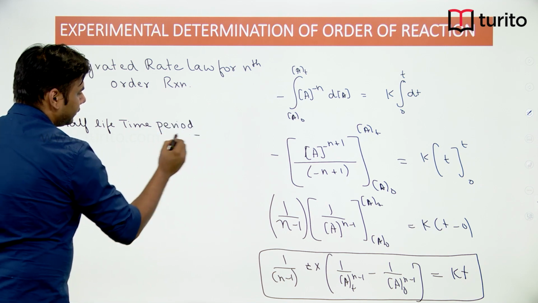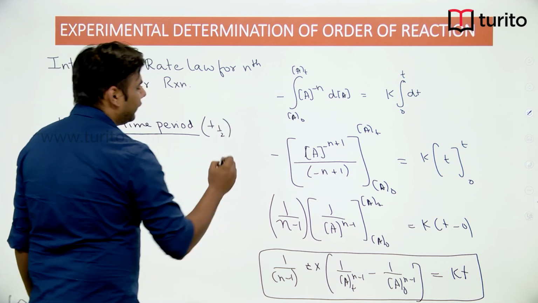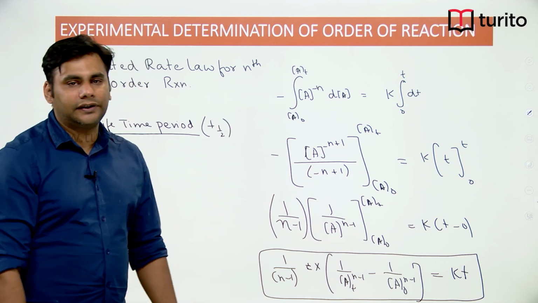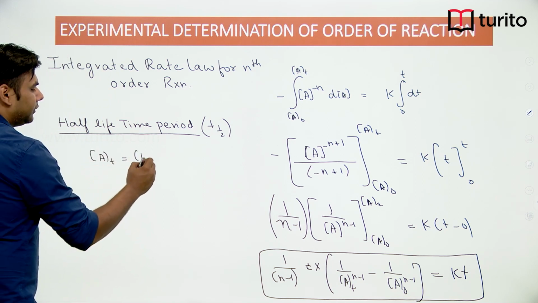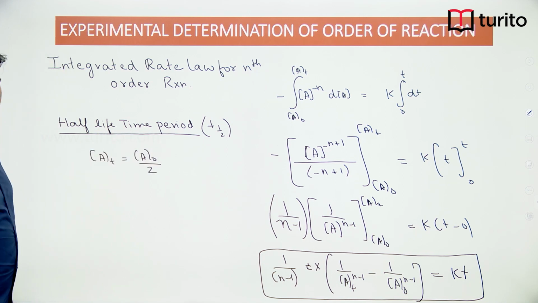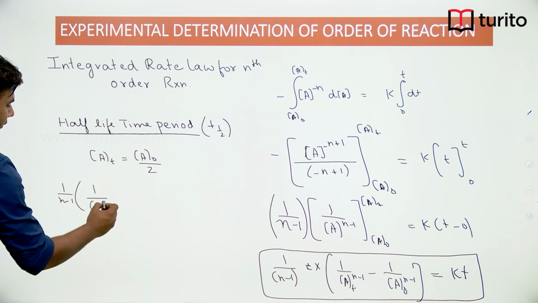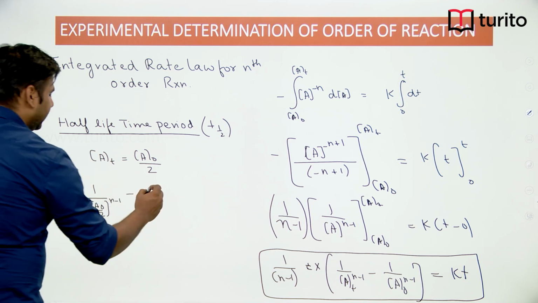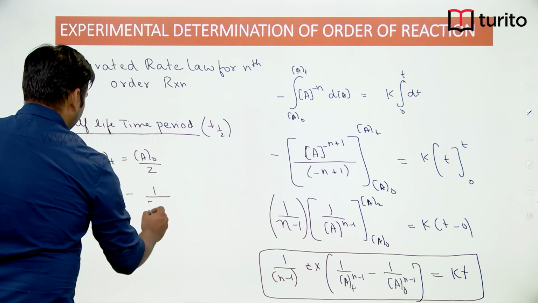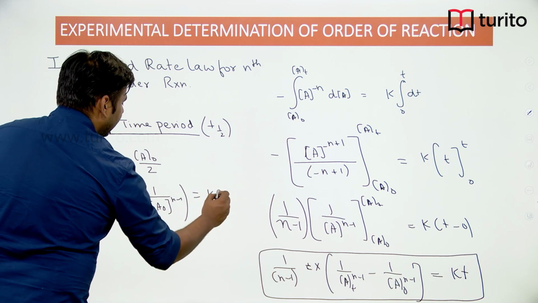Okay, so we know that at t half, or the half-life time period, 50% of the reactant has reacted. That means 50% of the reactant remains. So the value of At would be A naught by 2. If we put the value of At as A naught by 2, we'll get A naught upon 2 raised to power n minus 1, minus 1 by A naught n minus 1, equals k t half.